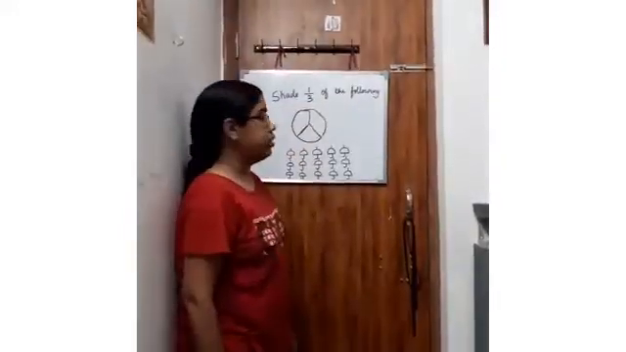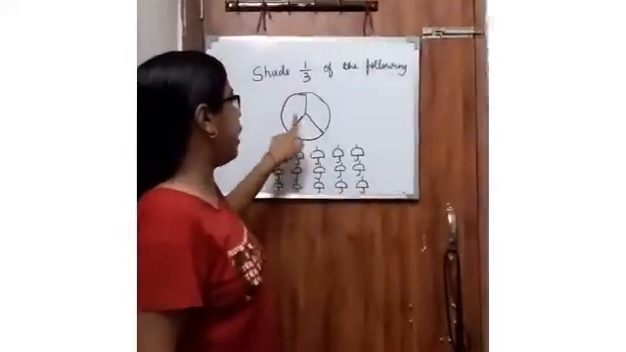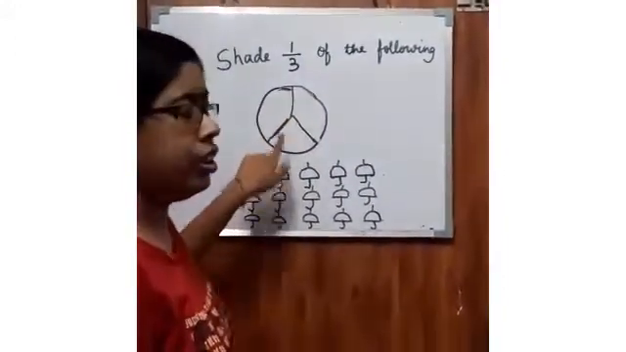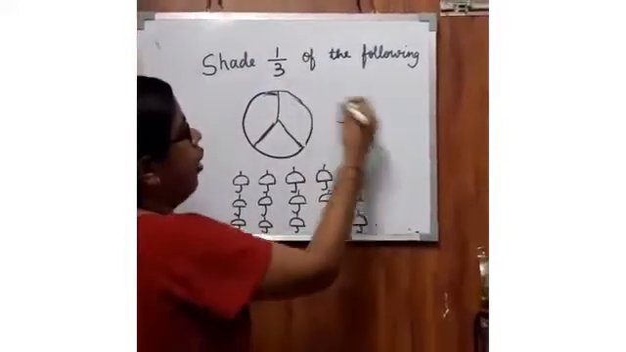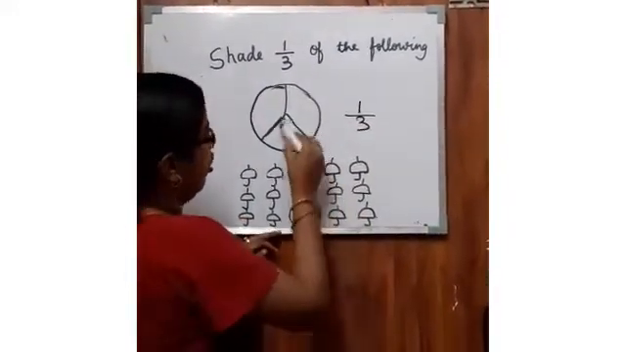Of the following. See this circle, how many parts are there? 1, 2, 3. Out of 3 parts, we have to shade one part. So, shade it.